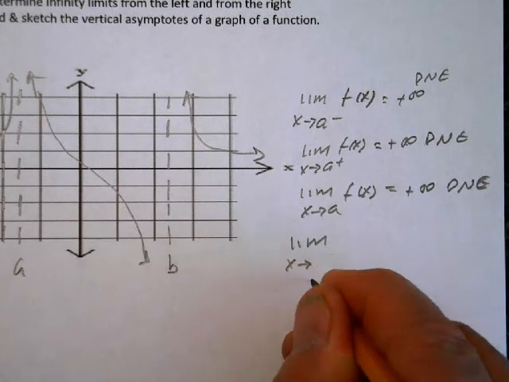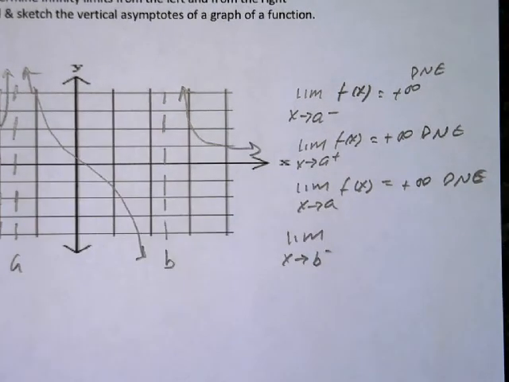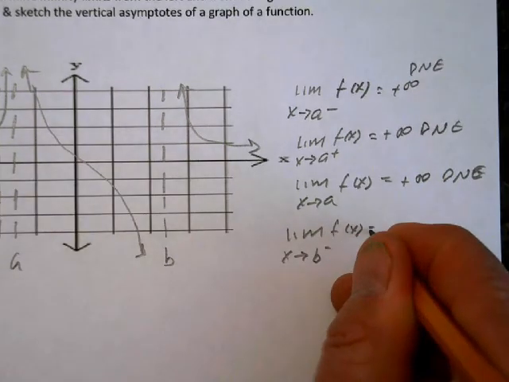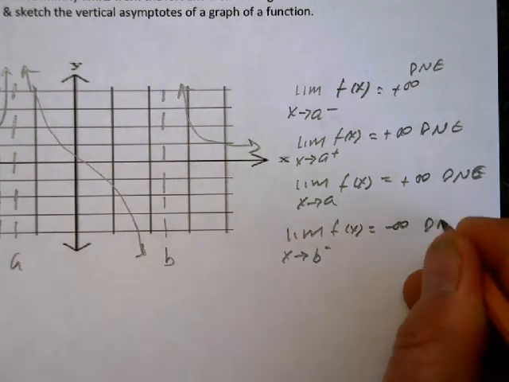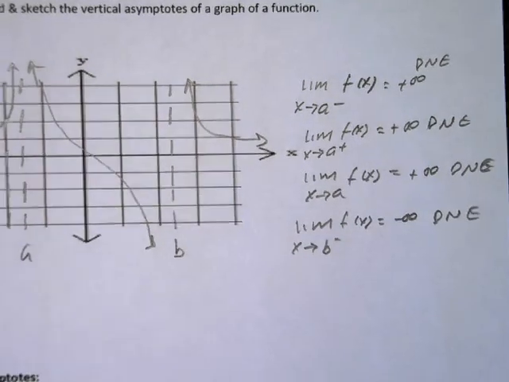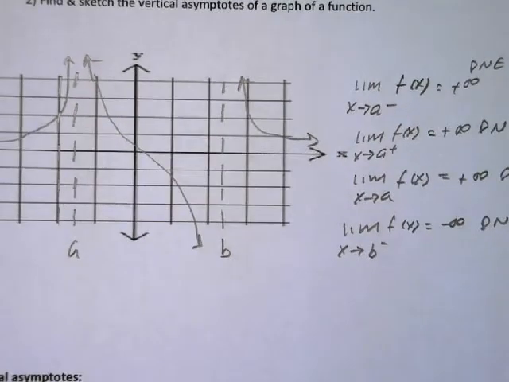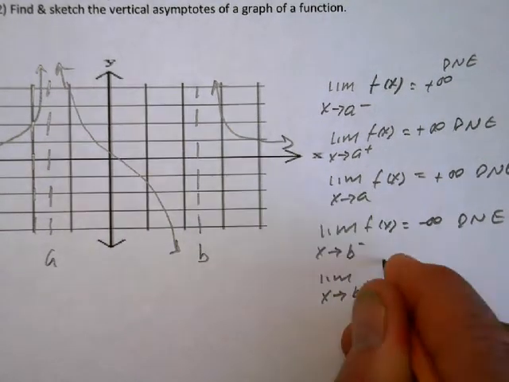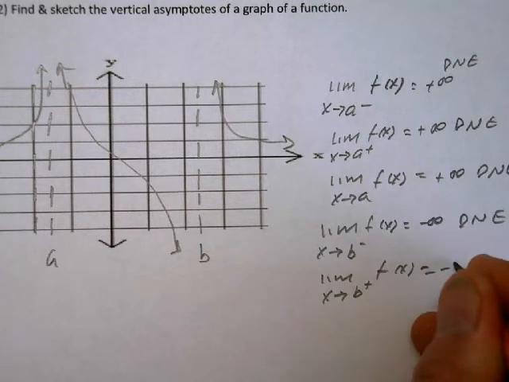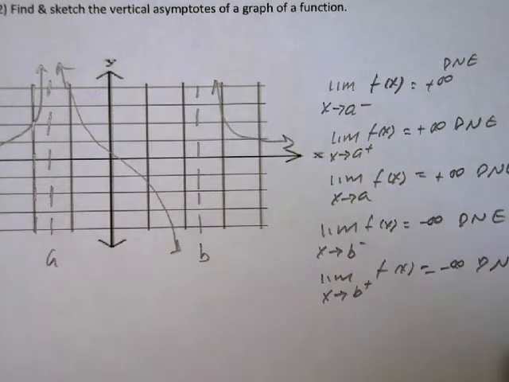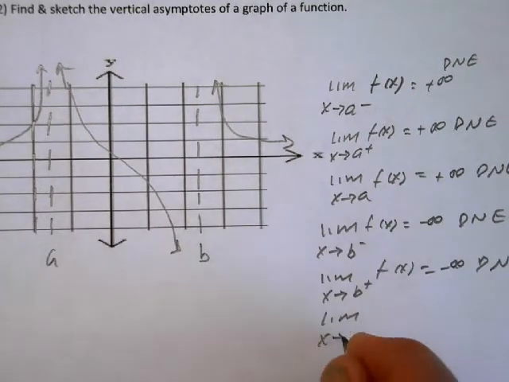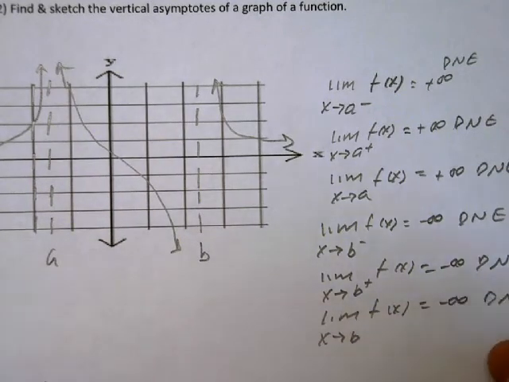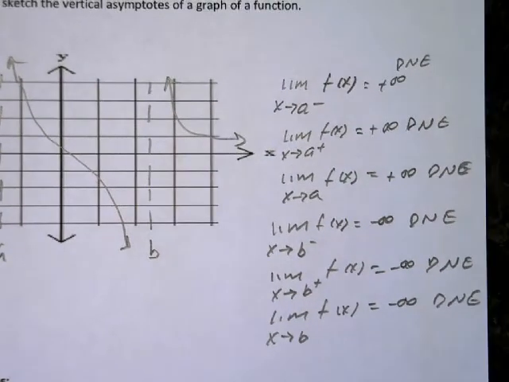Now let's take a look at B. The limit as x approaches B from the left of f of x. So we're coming down like this. That is going to be approaching negative infinity, which does not exist. From the right, again, the same thing. And lastly, the limit as x approaches B of f of x is negative infinity, which is just, does not exist.